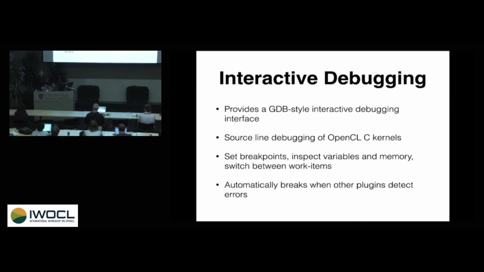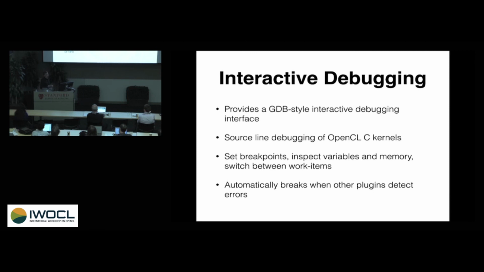But basically, we can provide something that looks very similar to, say, a GDB-style interactive debugger that allows us to do source line debugging. So we can step through our OpenCL kernels line by line. We can set breakpoints, switch between work items on demand, inspect variables, inspect values in memory, all that sort of thing. And also, it ties in with the other plugins where it automatically breaks when another plugin detects an error. So you can run it with, say, the memcheck enabled. And if the memcheck finds a problem, it will break. And then you can inspect the state of your OpenCL program around the point of that error.